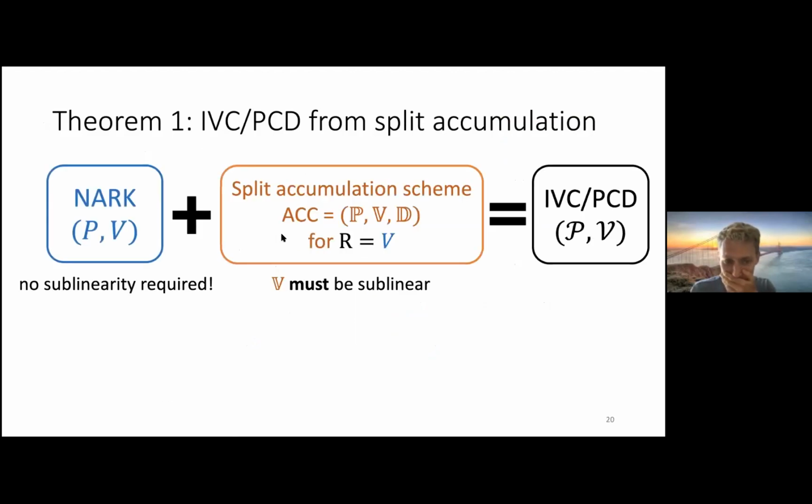I'll skip over this. Here is our main theorem: we can construct IVC where the only sublinearity requirement is that the accumulation verifier must be sublinear. The proof does not need to be.